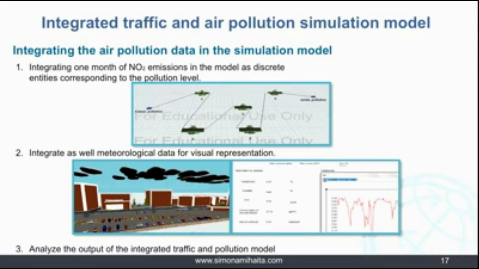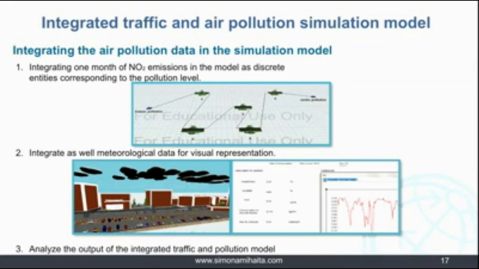So once we had the simulation model, we said, okay, good, but we want to visualize. As the 3D simulation runs, we want to visualize as well the NO2 level and the dispersion in the city. So we integrated the NO2 emissions as discrete entities, as you can see here. When the model runs, we would see clouds accumulating over the neighborhood. But not only that, all the weather and all the other statistics we had, we integrated as well to run together with the traffic simulation at the same time, so we could have the same monitoring in the same model. So okay, we did that.